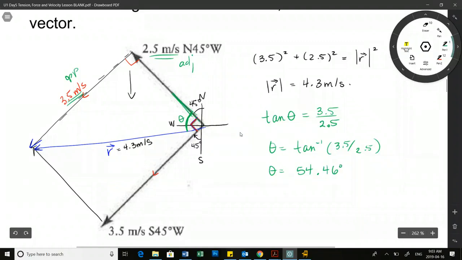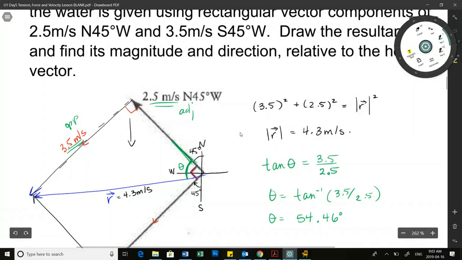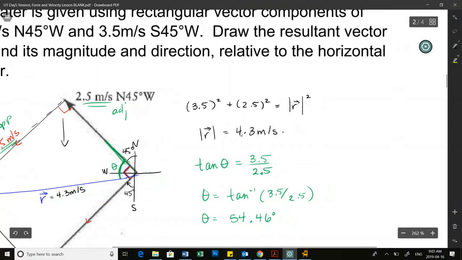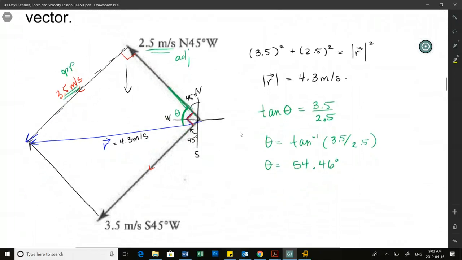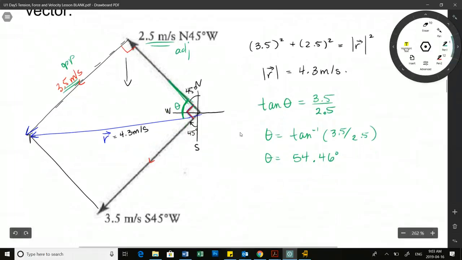Yes, Mark? Does it matter if we go like west whatever degrees south? So this actually asks us for the direction of the vector relative to the horizontal vector. So we're going to figure out the slice that's inside of here, below the horizontal. Yeah, and then we'll just say below the horizontal.